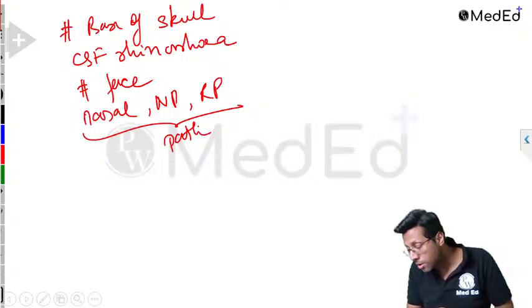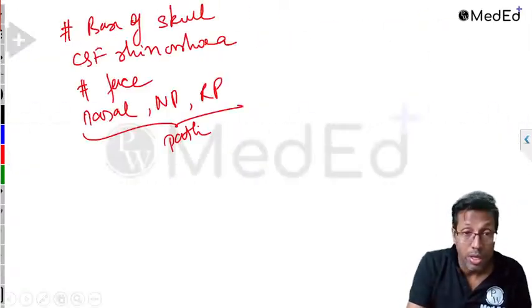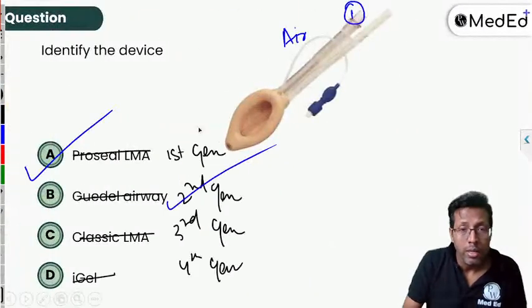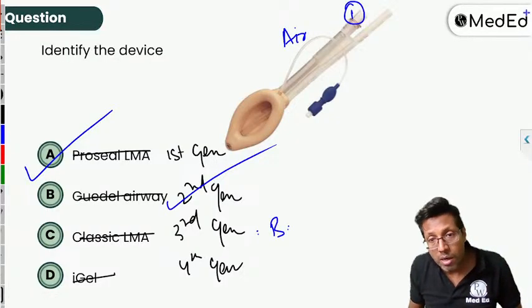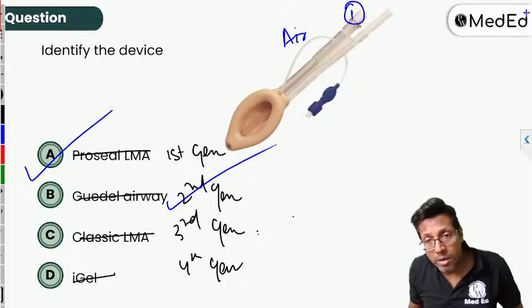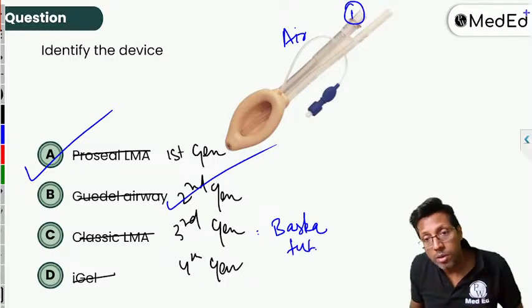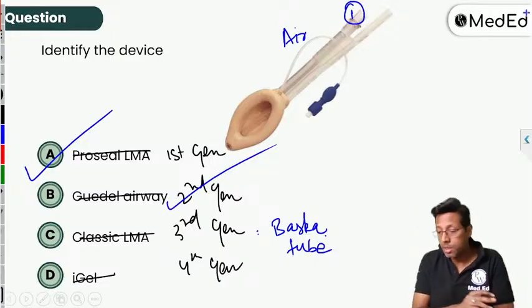Are there any third generation? Third generation is now available. Fourth generation is not there. For third generation, a lot of people say a new device called Baska tube. You people don't need to know it, but they say the Baska tube is kind of a third generation LMA. Fourth generation is not there yet.